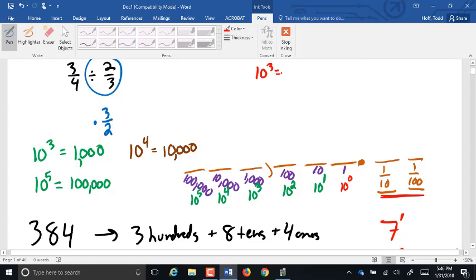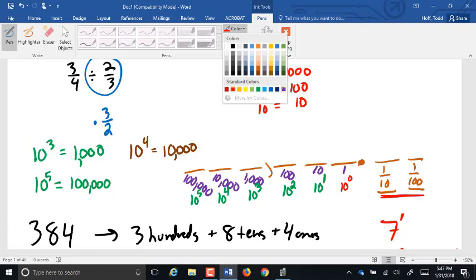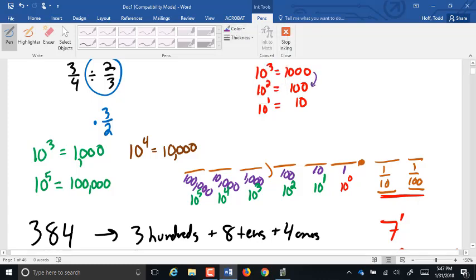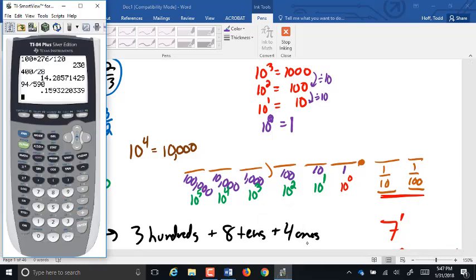10 to the 3rd is 1,000. 10 to the 2nd is 100. 10 to the 1st is 10. Every time we reduce that power by 1, we're dividing by 10 here, correct? If I reduce it again to 10 to the 0, what's 10 divided by 10? 1. Anything to the power of 0 is 1. In fact, you can do it on the calculator if you want to. You can do 58 to the power of 0. It gives you 1.